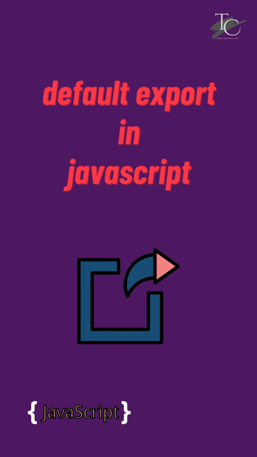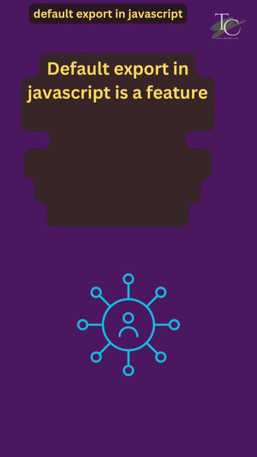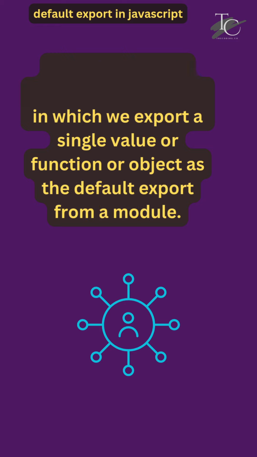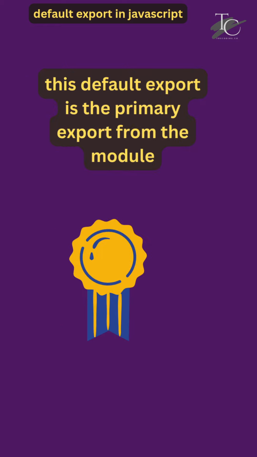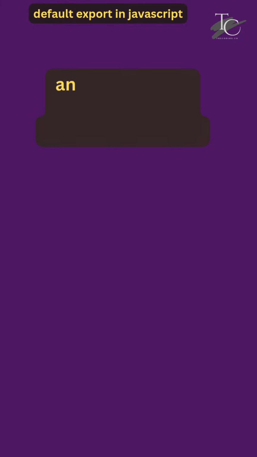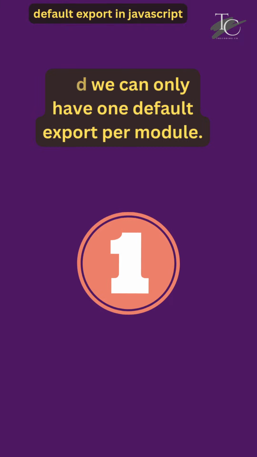Default export in JavaScript. Default export in JavaScript is a feature in which we export a single value, function, or object as the default export from a module. This default export is the primary export from the module, and can be imported with any name in another module. And we can only have one default export per module.